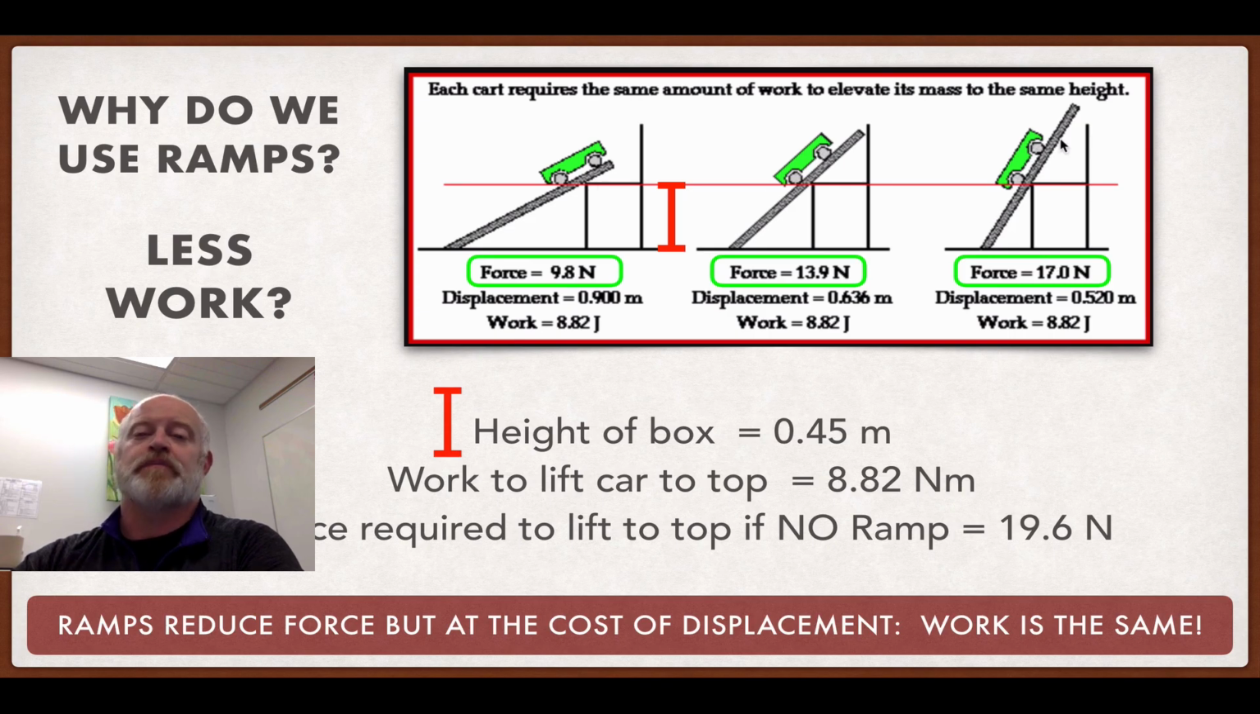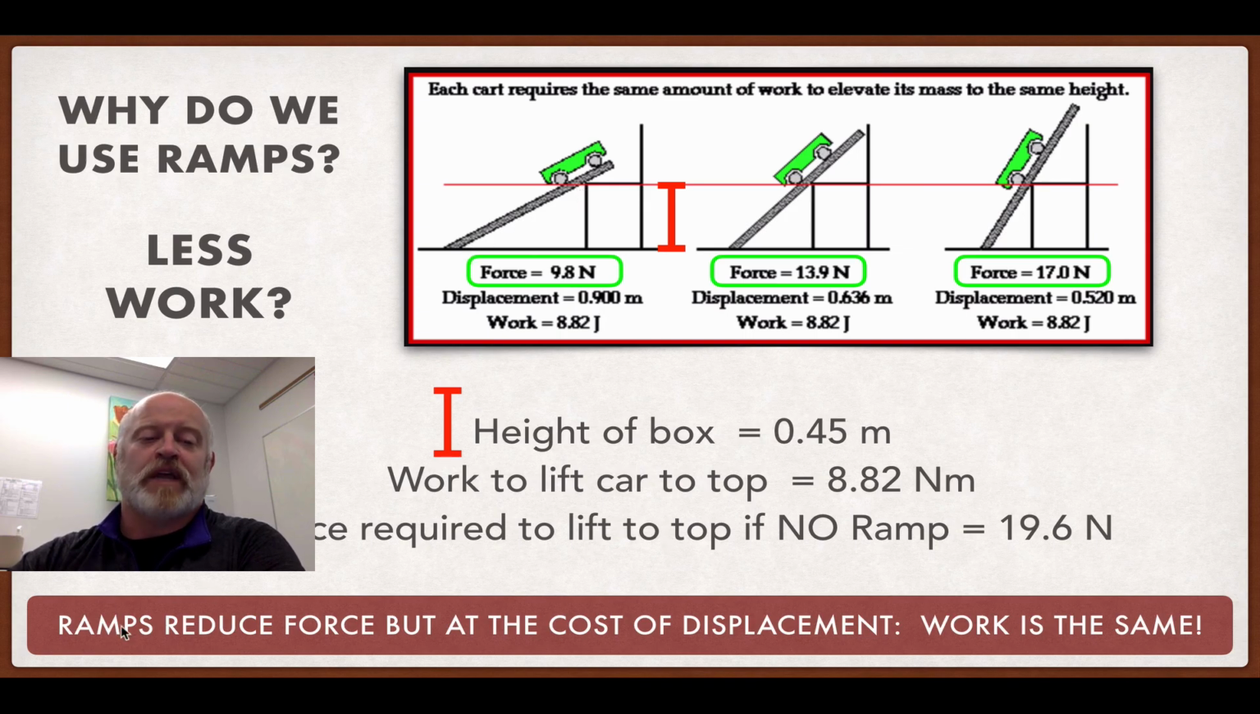So the take home from this slide is that when we use things like ramps, the overall work is the same because our overall displacement vertically is the same. However, the displacement along the ramp gets longer. So we have a lot longer displacement here, but less force. So less force because we rolled it up a longer part of the ramp, okay?